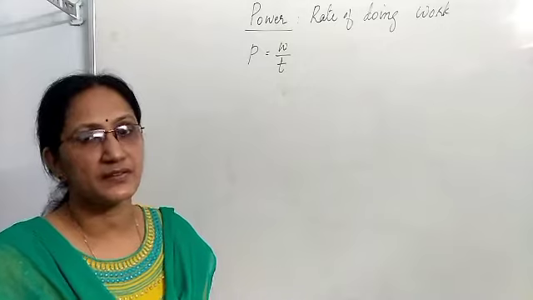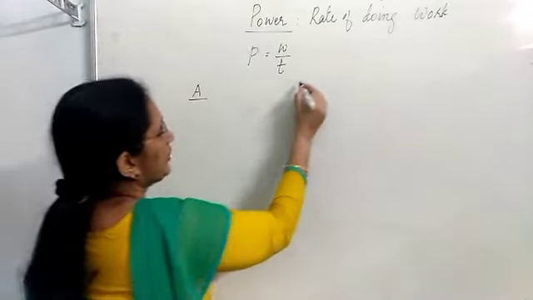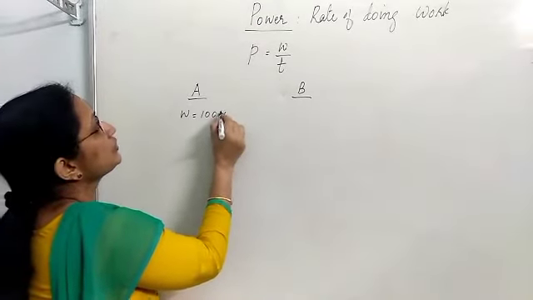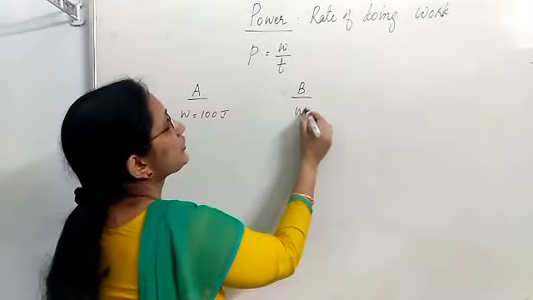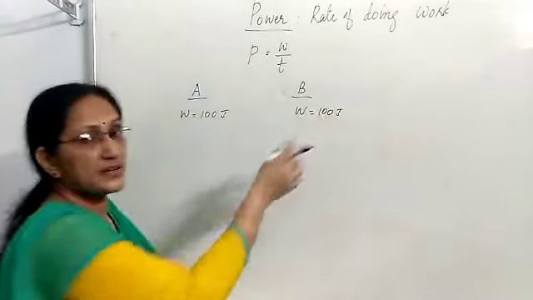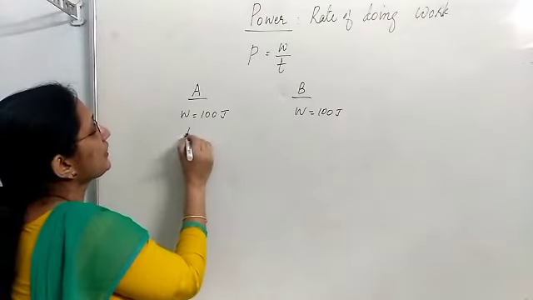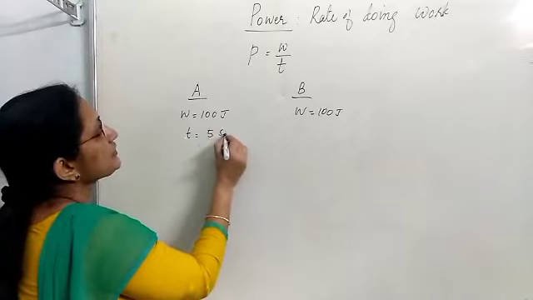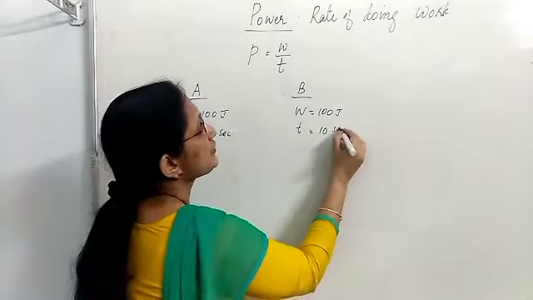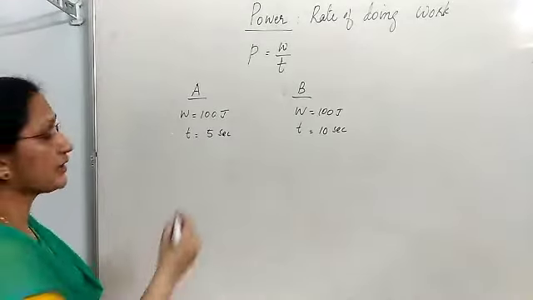Let us see one example. Suppose A and B are doing equal work. The work done by A is 100 Joule, work done by B is also the same. Same work is done by A and B, but the time taken is different. Time taken by A is 5 seconds. For the same work, B takes 10 seconds. B takes more time. Let us calculate the power of A and B.